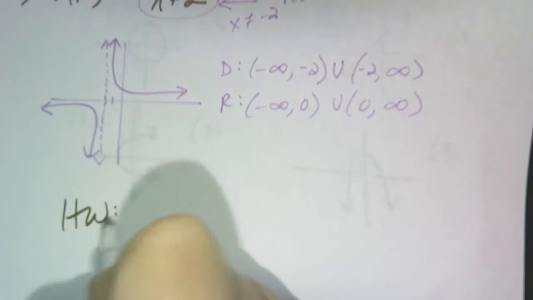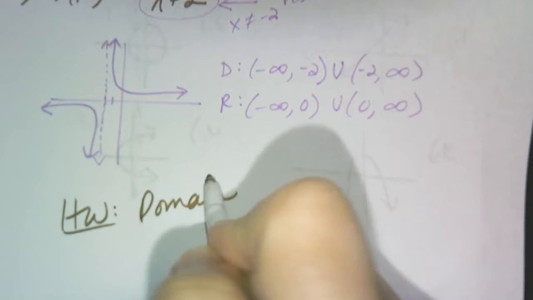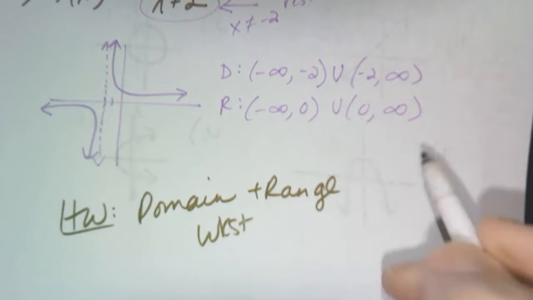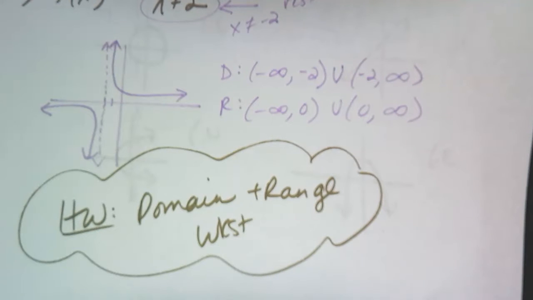All right, so homework tonight is this domain and range worksheet, which you have 20 minutes to do. You can work on that. You can work on the ISL. I'll give you the sheet right now. My throat. Help me.